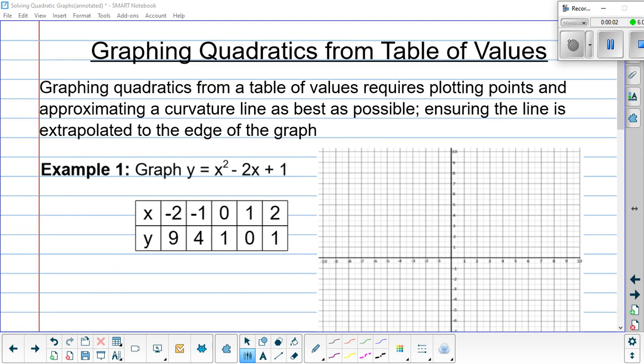Hi, and today we're going to look at graphing quadratics from a table of values. Even though we're in the solving section, it's always good to have a recap. Graphing quadratics from a table of values requires plotting points and approximating the curvature line as best as possible.